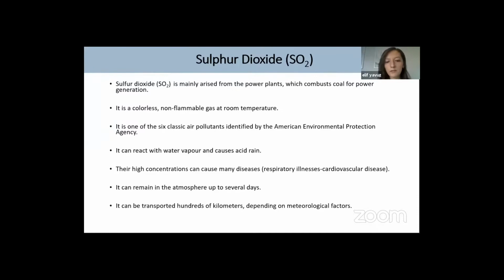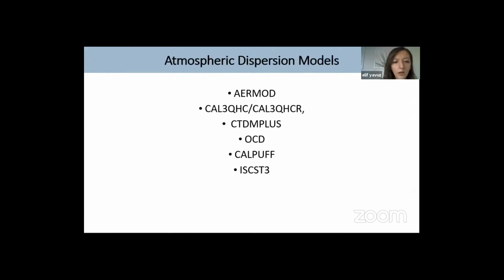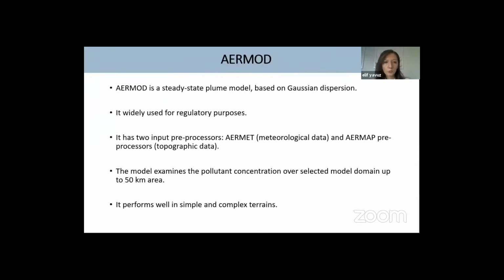And it can remain in the atmosphere up to several days and can be transported hundreds of kilometers depending on meteorological factors. Considering their adverse effect on both environment and human health, it's very important to know their levels and predict the behavior of pollutants released into the atmosphere. For this purpose, various models have been developed by US EPA to simulate atmospheric dispersion of pollutants. There are recommended models such as AERMOD, CTDM+, OCD, and there are also alternative models such as CALPUFF and ISCST3. In this study, I chose to use the AERMOD model because it's a recommended steady-state model. It's based on Gaussian dispersion, and that determines the direction of the plume going horizontally or vertically. And it's widely used for regulatory purposes with simplicity of use.